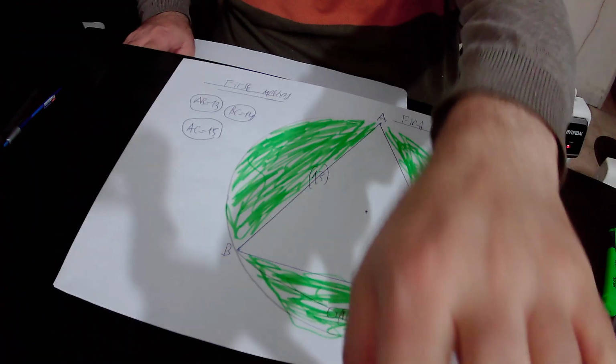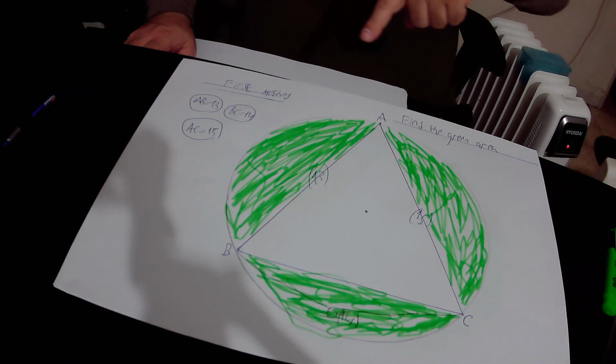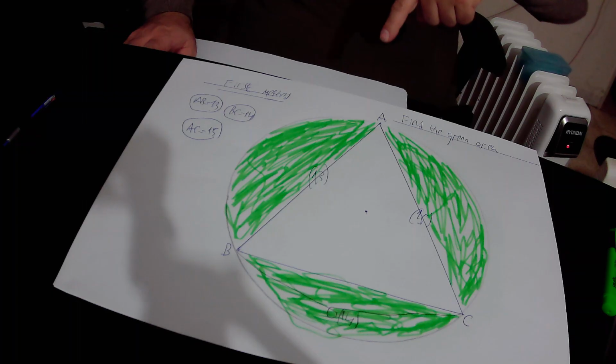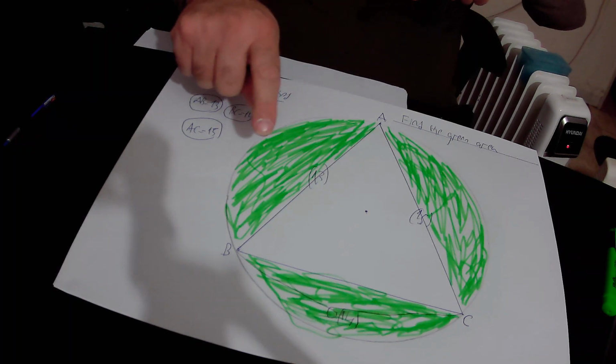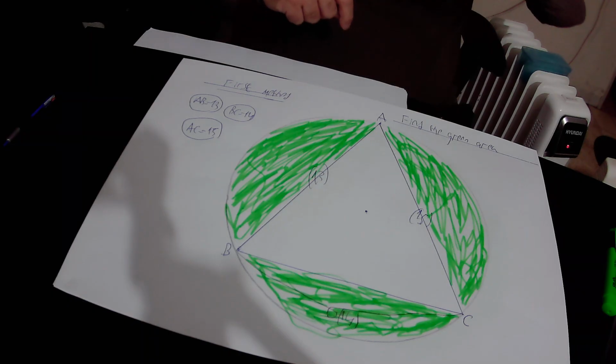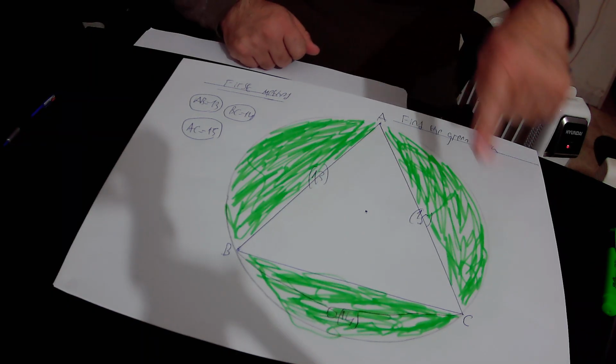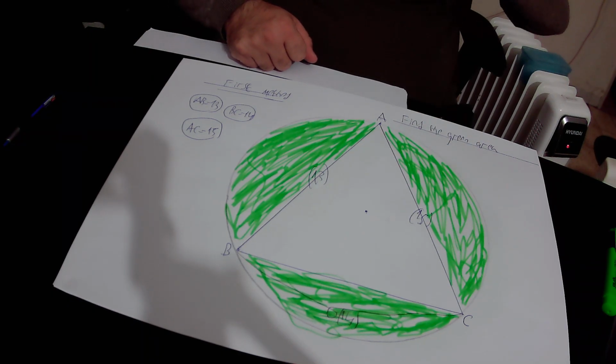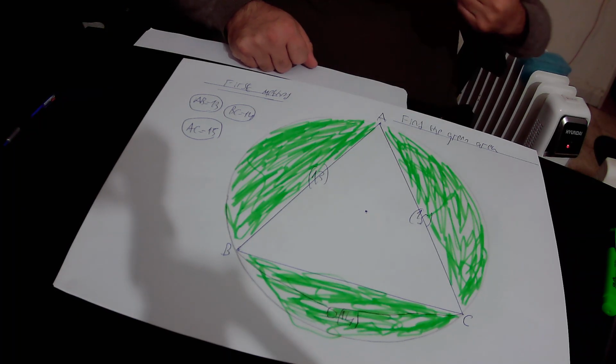In this lecture we find out the area of the green shape using two different methods. In the drawing we have a circle. Inside this circle we have triangle ABC. We know that side AB of this triangle equals 13 units in length, side BC equals 14 units in length, and side AC equals 15 units in length. Our mission is to find the area of this green shape.